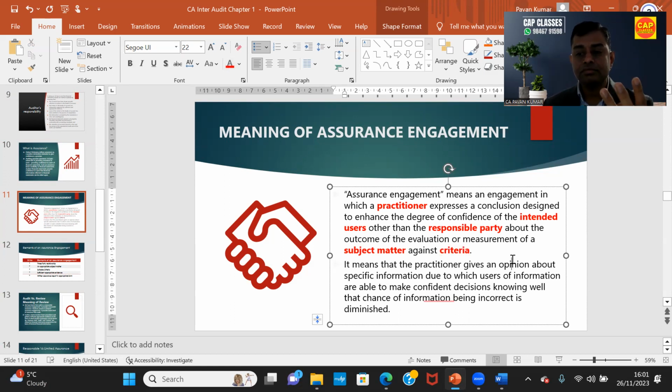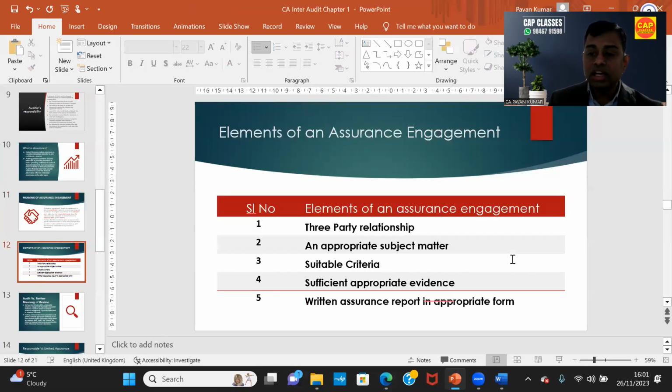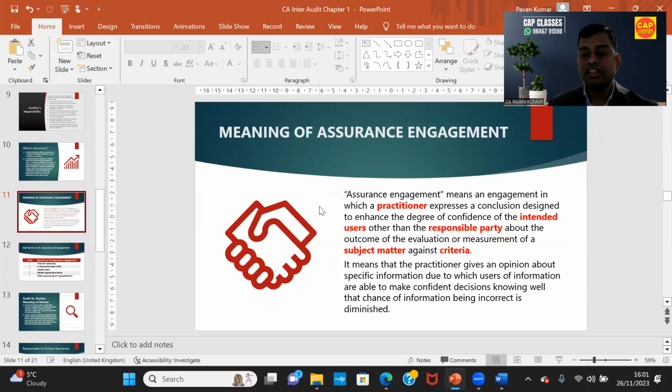Now, the first 3, I told you they are 3 parties. Do you remember I told you that there are 3 parties in an assurance engagement? These are the 3 parties. Who are they? One, the practitioner, that means in our situation, the auditor. Two, intended users. Who are intended users? Primarily the members or shareholders of the company, but it can be any stakeholders.